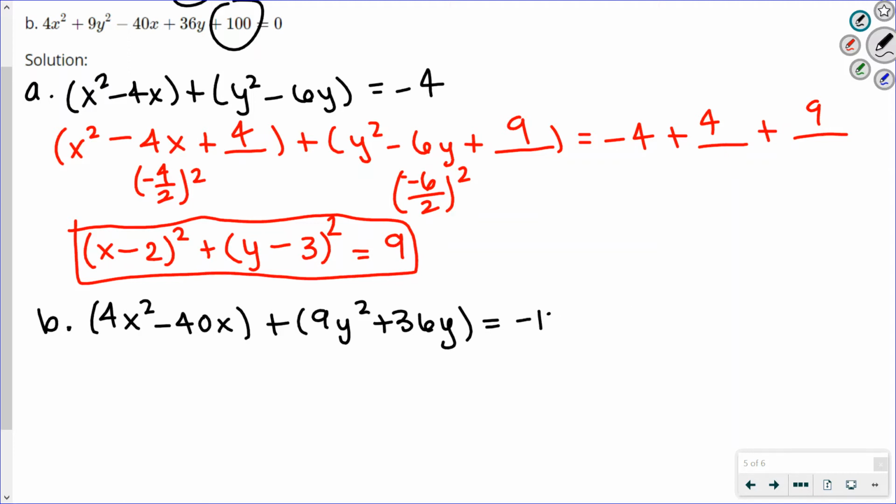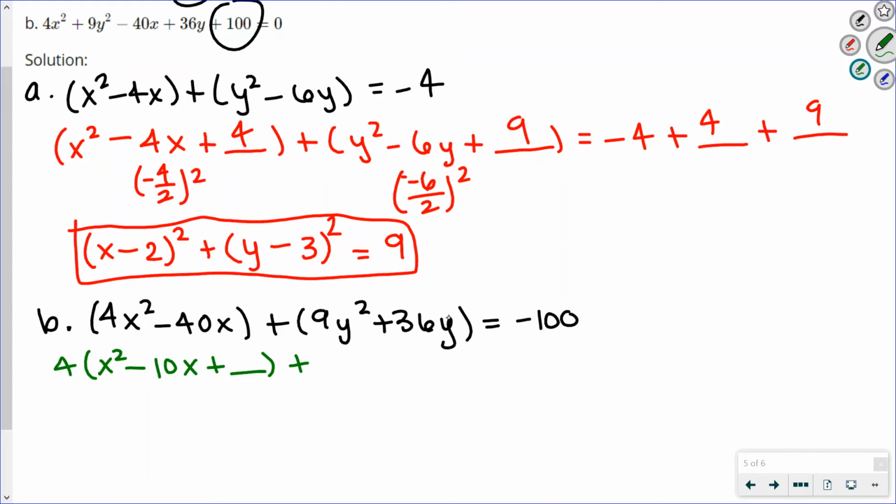So negative 100. Now before I complete the square, notice how in the first one there was no term in front of my x squared, and now I have a term in front here and here. So what we need to do is factor that out. If I factor out a 4 from here, we'll be left with x squared minus 40 divided by 4 will give me 10x, and then we're going to put our plus blank for completing the square.